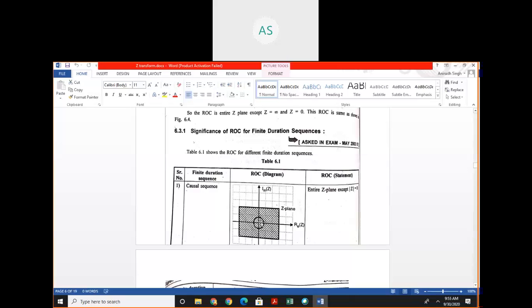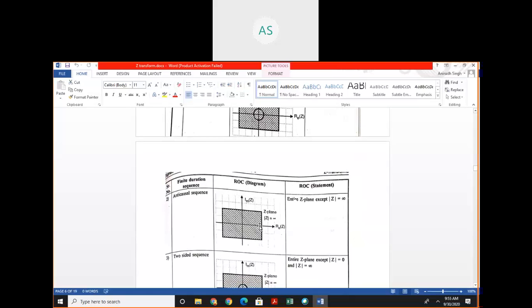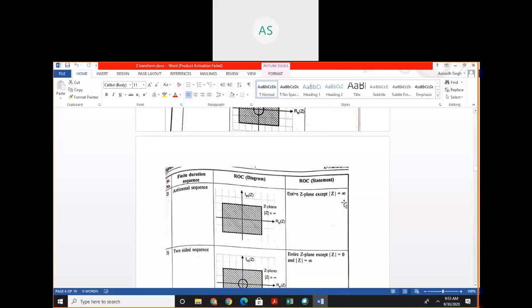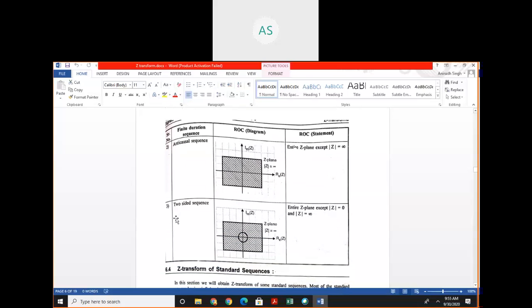Significance of ROC for finite duration sequence. Causal sequence means the sequence exists only for positive values of n. Then ROC is like this: entire z plane except mod of z is 0. For this reason, x of z does not exist.